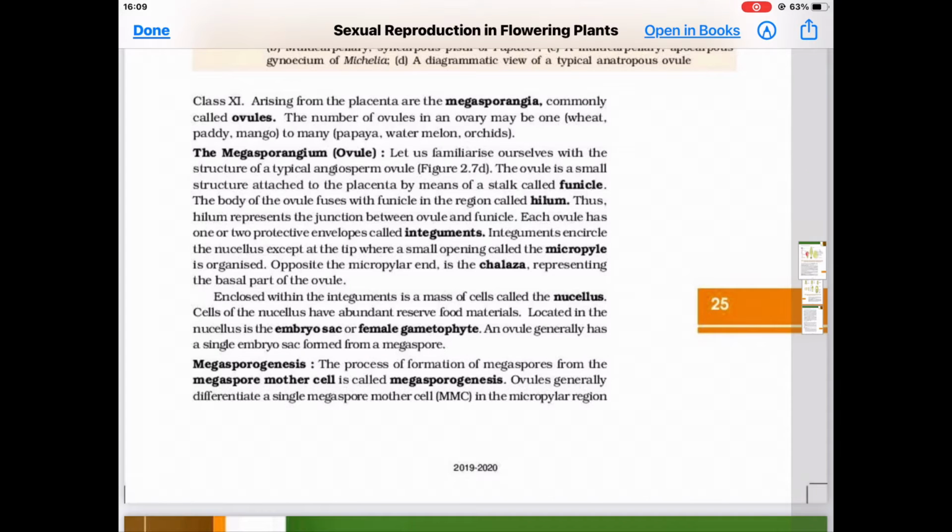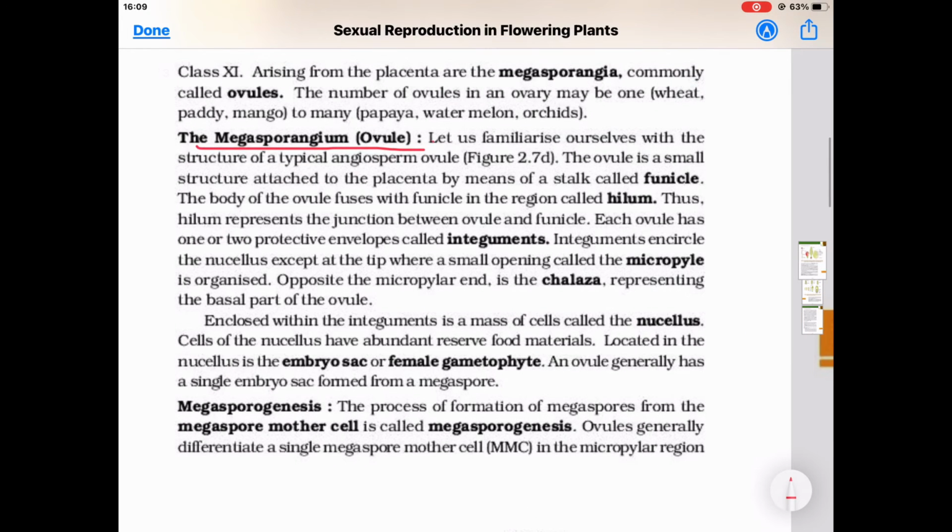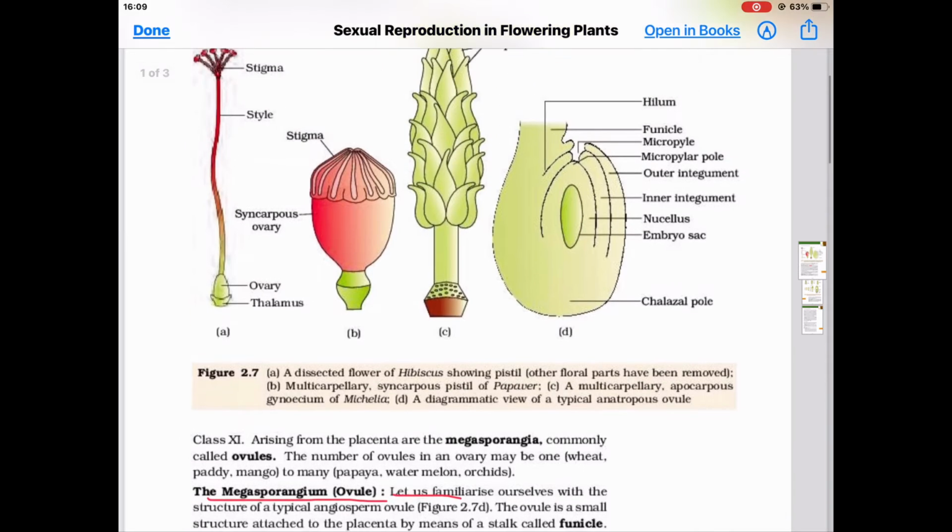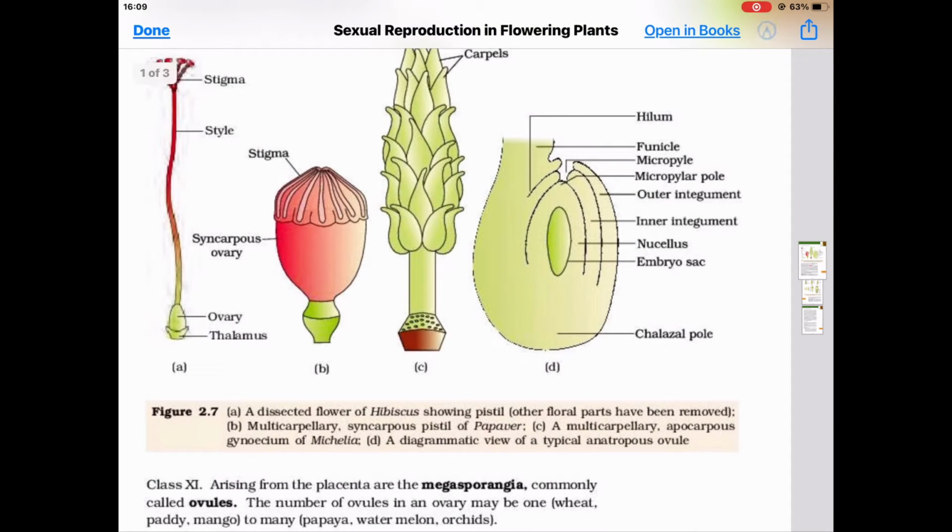Good morning, students. Our today's topic is Megasporogenesis, that is ovule. Let us familiarize ourselves with the structure of a typical angiosperm ovule. The ovule is a small structure attached to the placenta by means of a stalk called funicle.